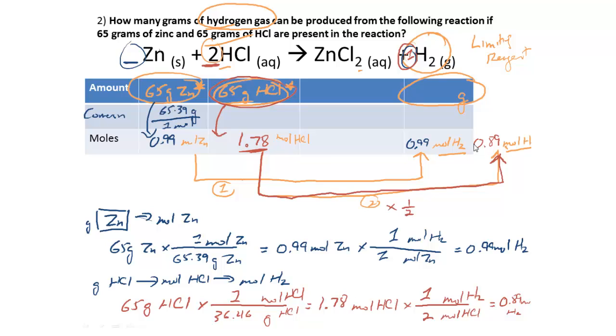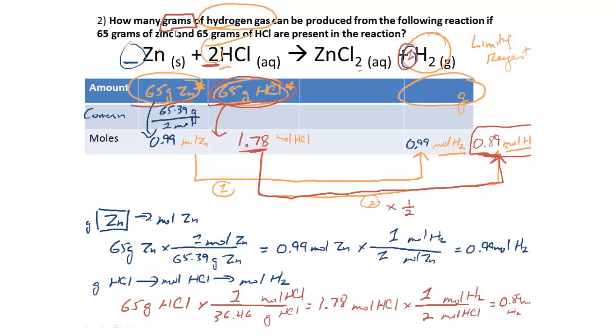Okay, so which one produces less? Is it the 65 grams of zinc, which produces 0.99, or is it the 65 grams of HCl, which produces 0.89? Well, it looks like this number is less, right? So it looks like the HCl is only going to produce 0.89 moles of H2. And so that's actually going to be the least amount of product. So I might be thinking, I'm done! 0.89 moles of H2. The 65 grams of HCl is limiting my reaction, but wait a second.